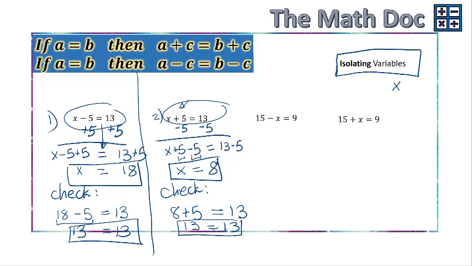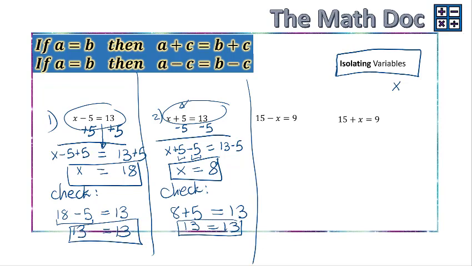So we have looked at two examples. One uses the subtraction property. The other uses the addition property. Let's look at these other two examples. They're very similar, but here we have a minus sign or a negative sign before our x. So it might be a little more confusing, right?